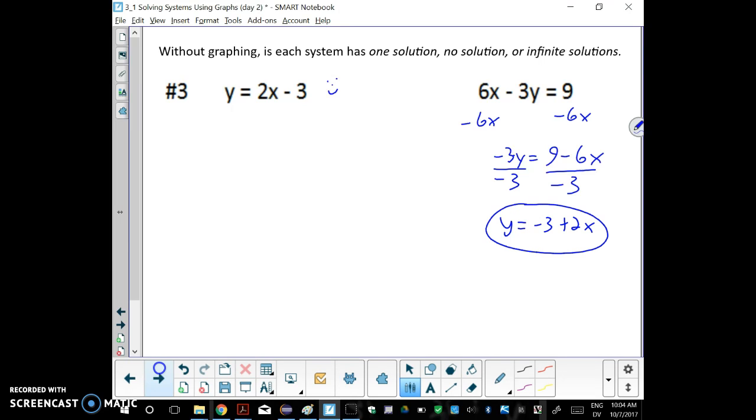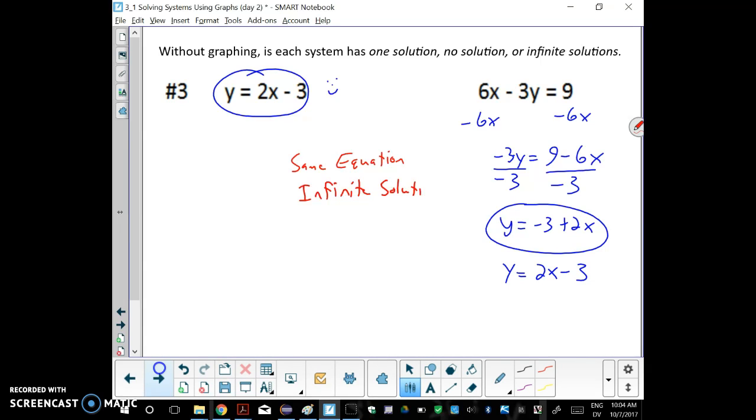Okay, and now if we look at these two, they're slightly different, but if you reverse stuff over here, hopefully we would see that these are the exact same equation. All right, so going back to that chart, which case is that when they're the same equation? So if you go back to that chart with the 3 graphs, when you have the same equation, it is the infinite solutions case. So this one would have infinite xy pairs that the two lines share.